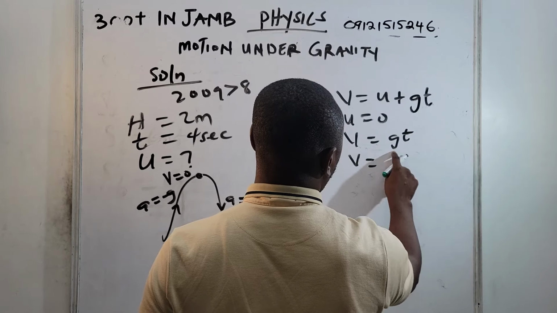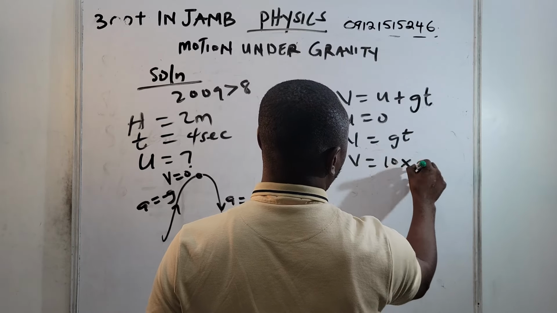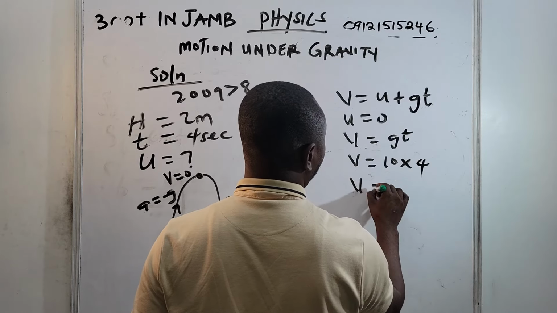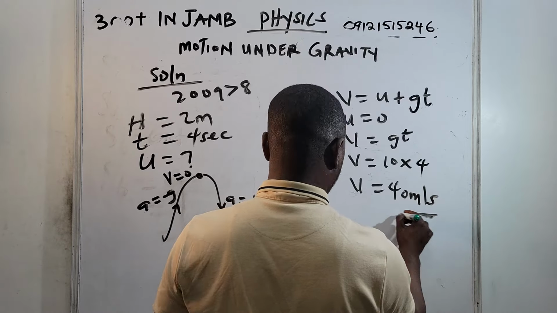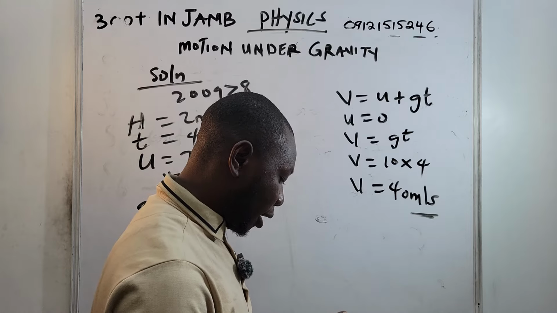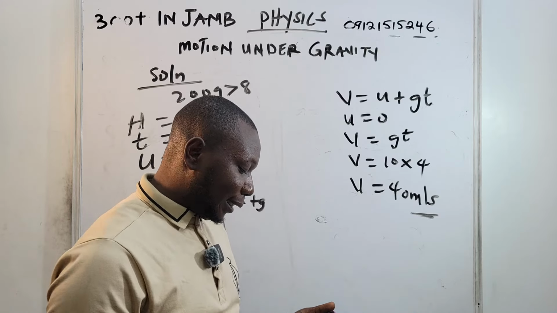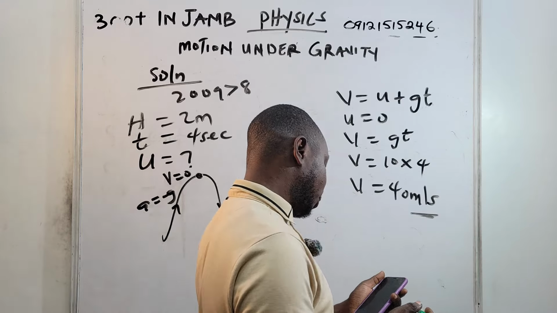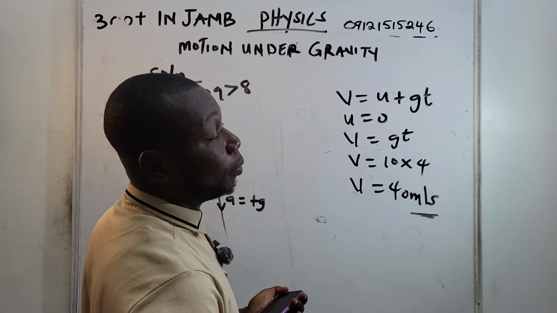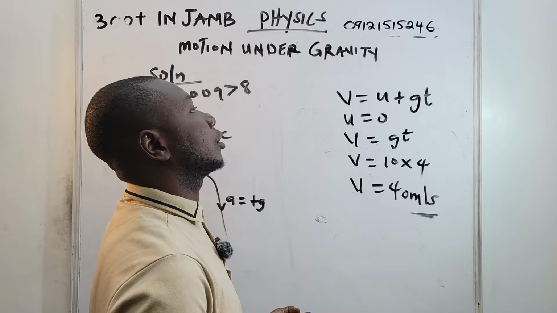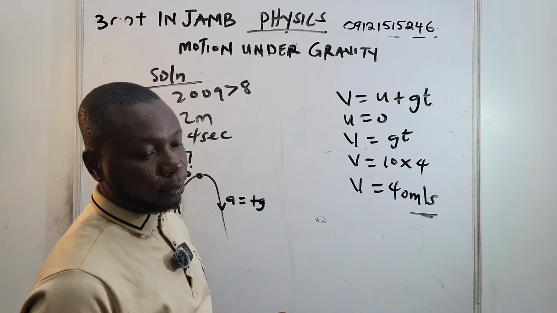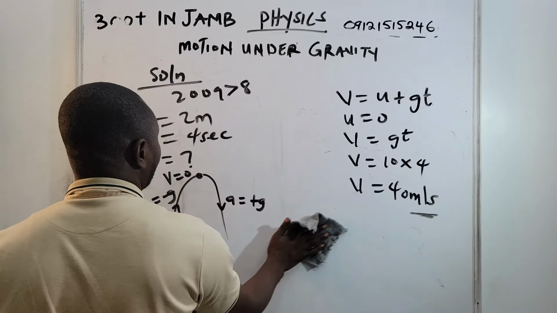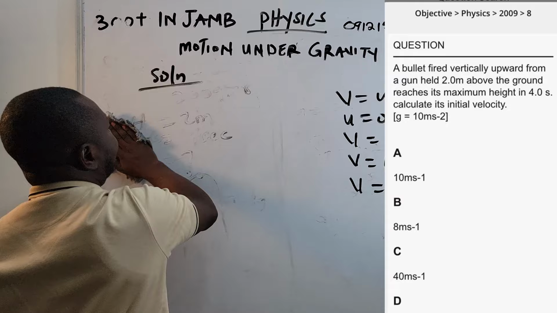So V equals G, gravity is 10, times T, 4 seconds. So V is 40 meters per second. They say calculate the initial velocity. So it moves at 40 meters per second before attaining the height. So the option there is D, which is 40 meters per second. All right. See how easy it is?